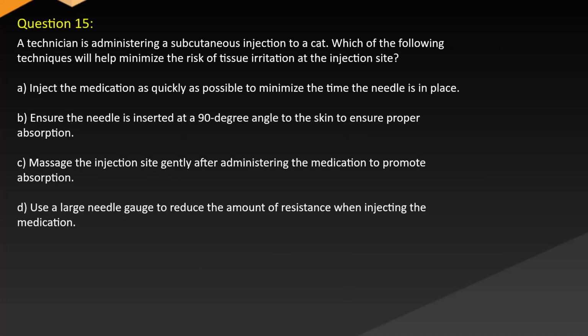Question 15. A technician is administering a subcutaneous injection to a cat. Which of the following techniques will help minimize the risk of tissue irritation at the injection site? A. Inject the medication as quickly as possible to minimize the time the needle is in place. B. Ensure the needle is inserted at a 90-degree angle to the skin to ensure proper absorption. C. Massage the injection site gently after administering the medication to promote absorption. D. Use a large needle gauge to reduce the amount of resistance when injecting the medication.